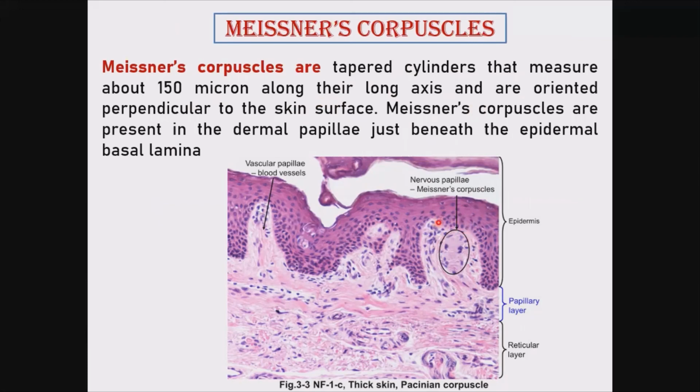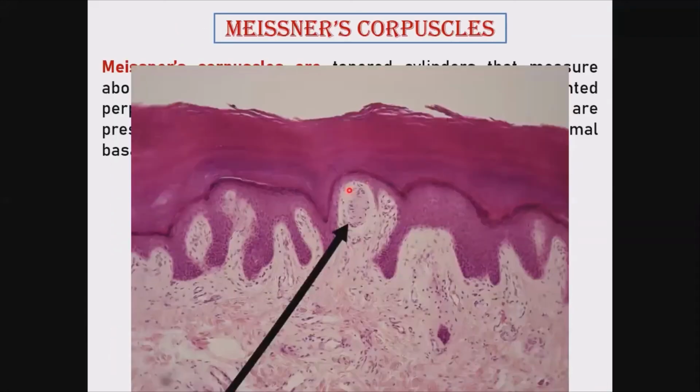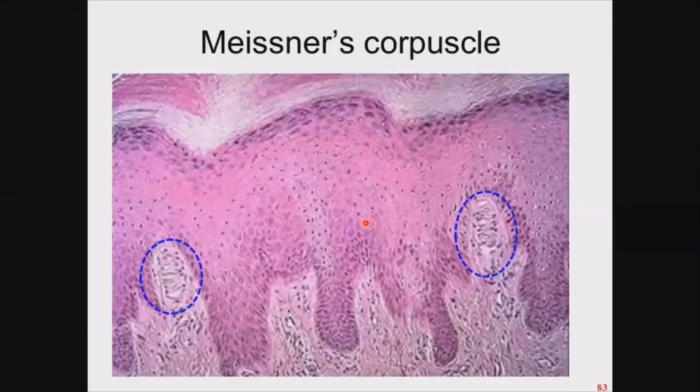So this is like an ovoid mass in the dermal papillae, just beneath the epidermal basal lamina. This is your Meissner's corpuscle. You can see clearly here the Meissner's corpuscle. This is very nicely seen. The nuclei are peripherally flattened on each side, right?